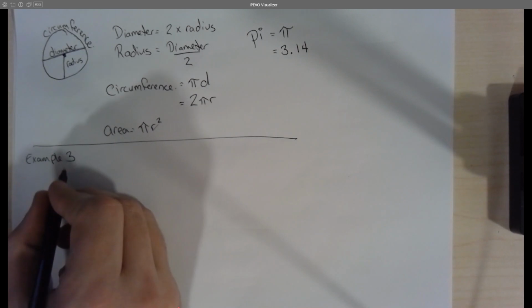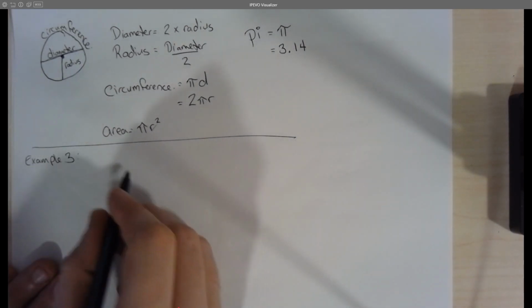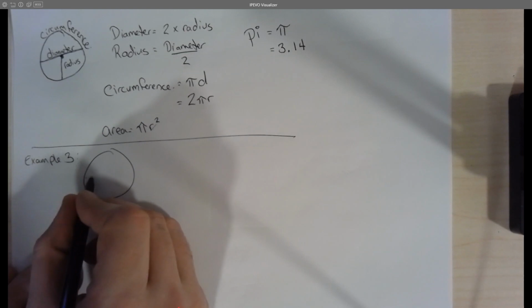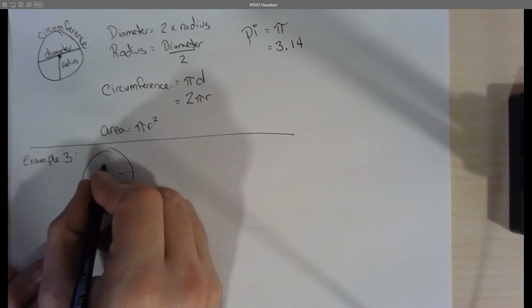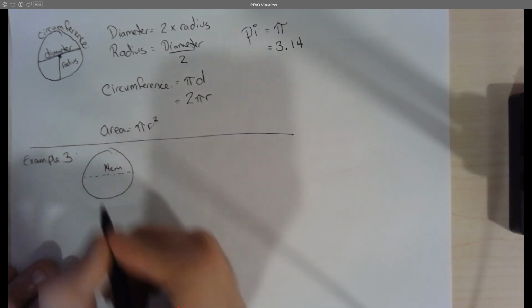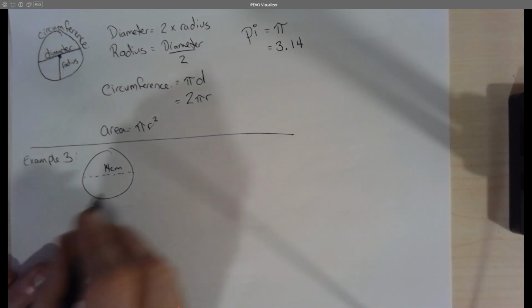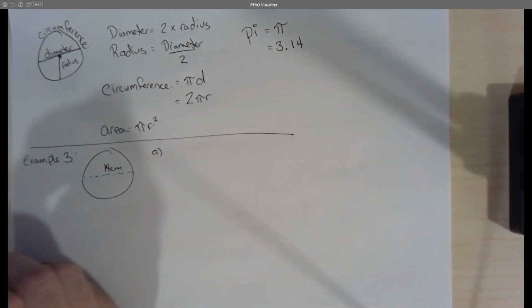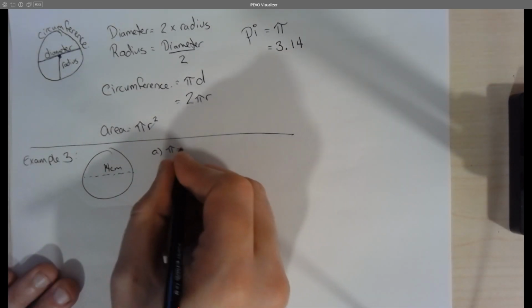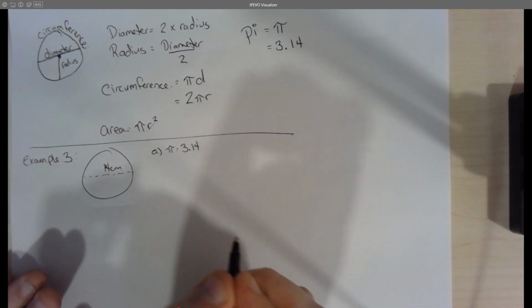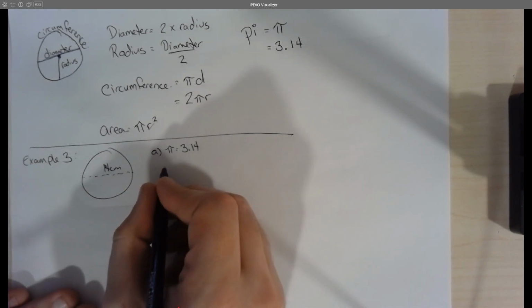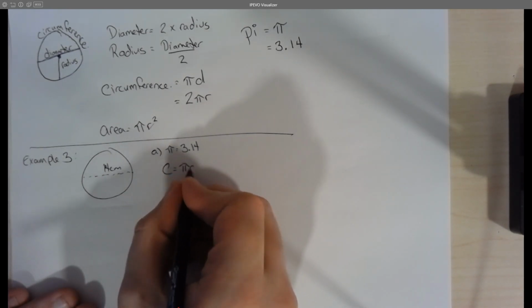In example 3, we're told that the diameter of a circle, that's the distance across, is 14 centimeters. Then it asks, find its circumference and area in a number of different ways. It first asks us to figure out the circumference and area using pi as 3.14, that rounded number that we had. So to figure out circumference, remember that circumference equals pi d.